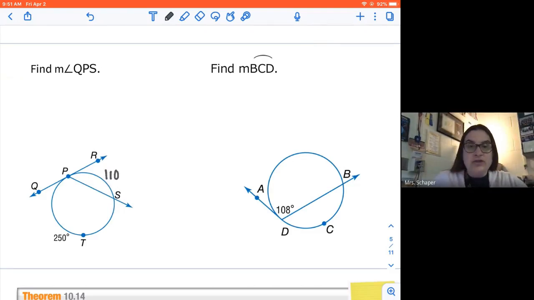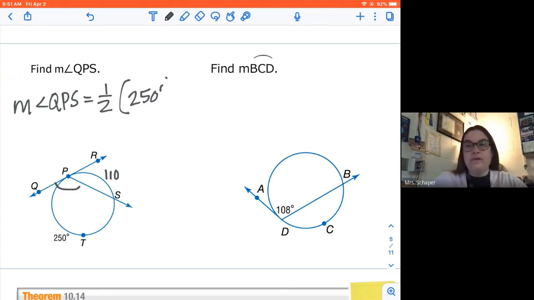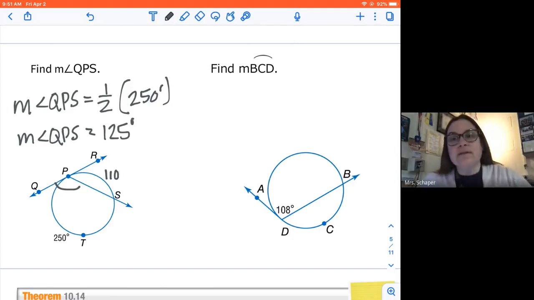And so the measurement of angle QPS, that's this angle right here, is equal to 1/2 the arc. So 1/2 of 250 degrees. So the measurement of QPS is 125 degrees. For BCD, so that's this arc right here, okay?